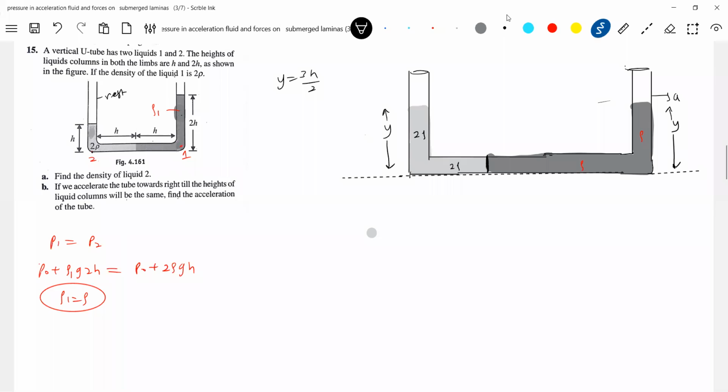Now this is asking to get that acceleration. How to? There's a point 1. There's a point 2.